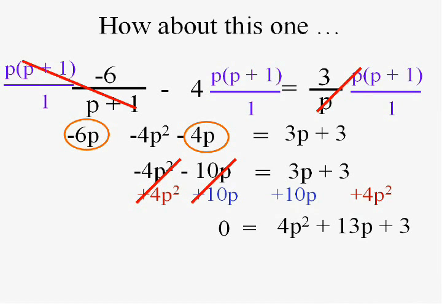Now on the right side, let me put things in the right order. I put the 4P squared first, then the 13P, that's the 3 and the 10, and then the plus 3. Now I have a 0. It's time to factor, isn't it?